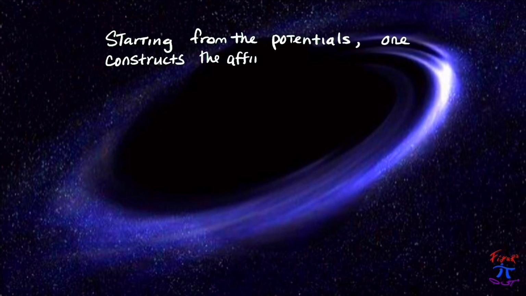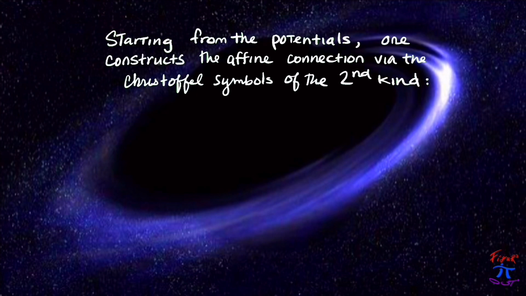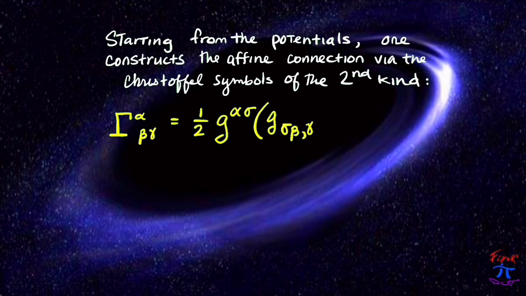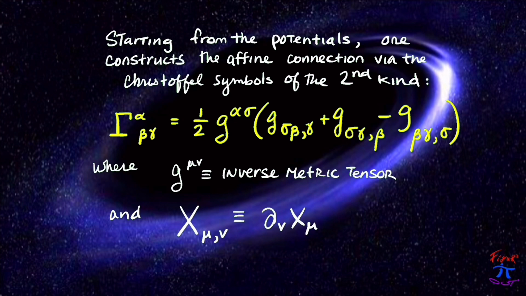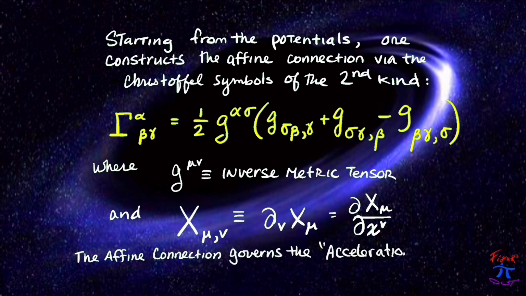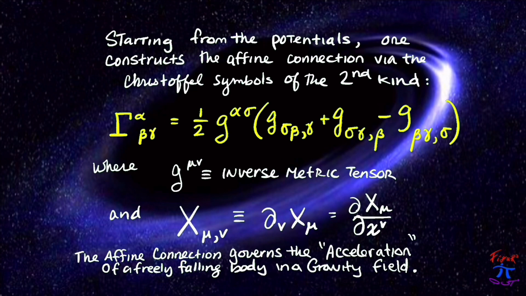Now, starting from the potentials, one constructs the affine connection via the Christoffel symbols of the second kind, given here with the gamma symbol. This tensor involves partial derivatives of the metric tensor, and also utilizes the inverse metric tensor with upper indices, the common notation indicating partial differentiation, and the affine connection governs the acceleration of a freely falling body in a gravitational field.